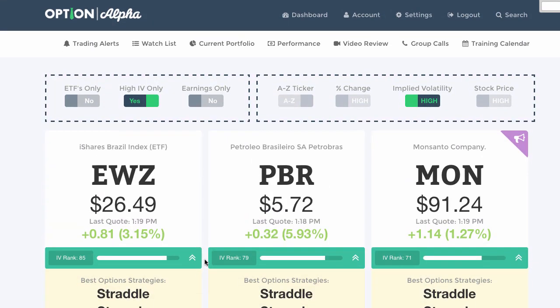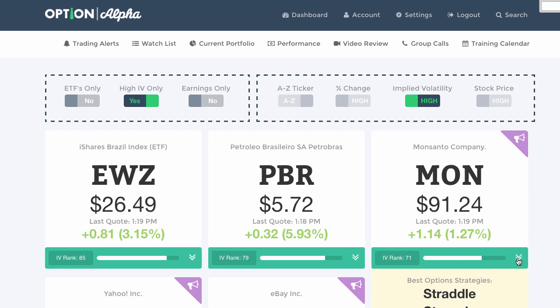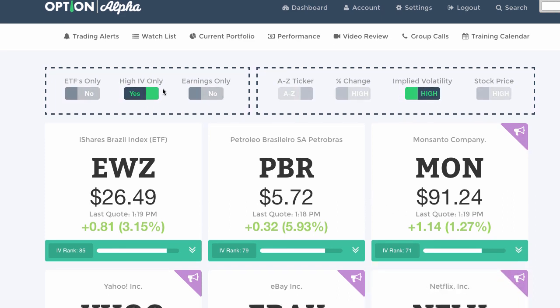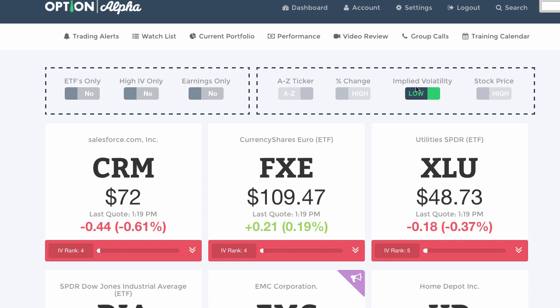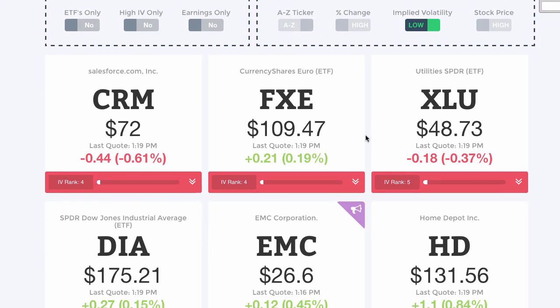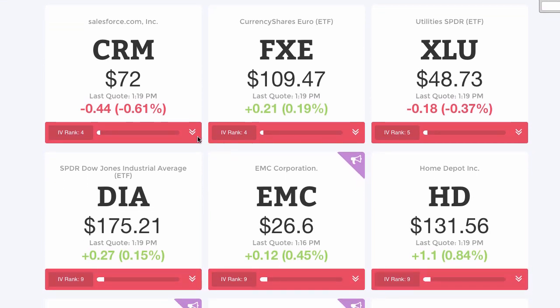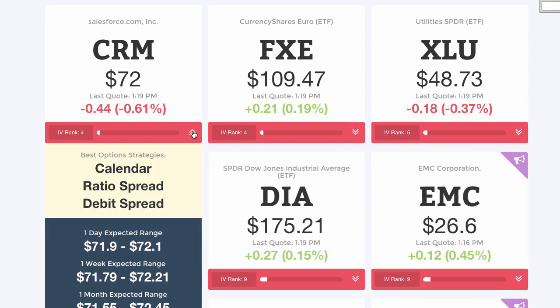Now, let's say that you wanted to look for some stocks that had really low implied volatility. So instead of going after the high implied volatility, you just wanted to find ones with low implied volatility. Well, you would filter off high IV only, and you would resort the entire list by implied volatility lowest to highest. So now we see here that Salesforce CRM has the lowest implied volatility rank of everything that we track.